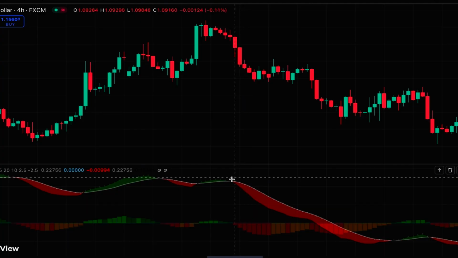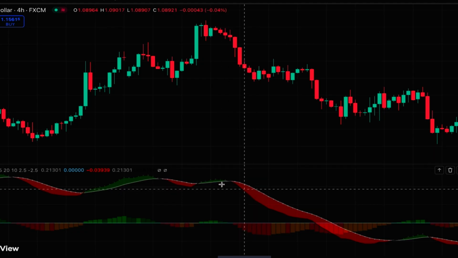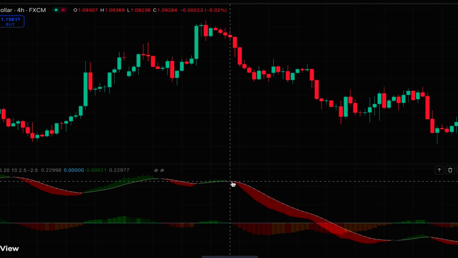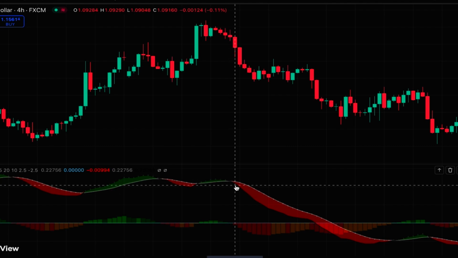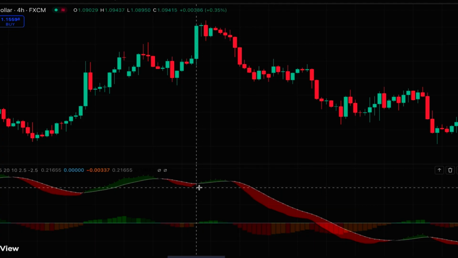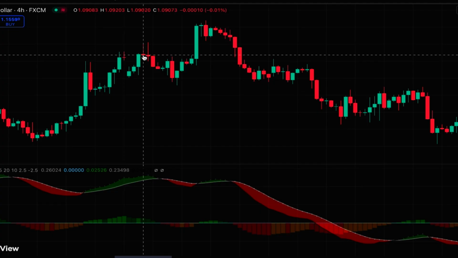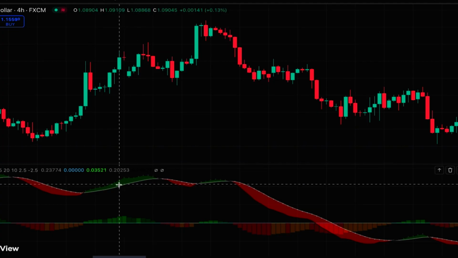We have this oscillator line and this signal line here, and depending on their crossings, the area between them becomes green or red. When the oscillator line crosses below the signal line, it's a signal that the bearish momentum is increasing and the area becomes red. And when the oscillator line crosses above the signal line, it's a signal that upside momentum is increasing and the area becomes green, as you can see.